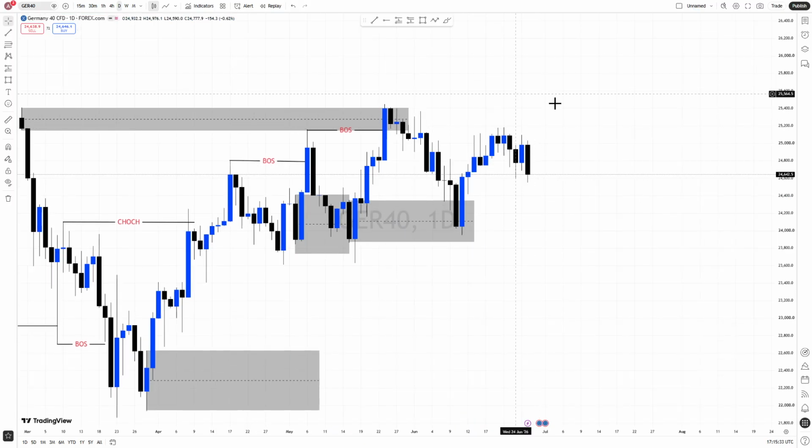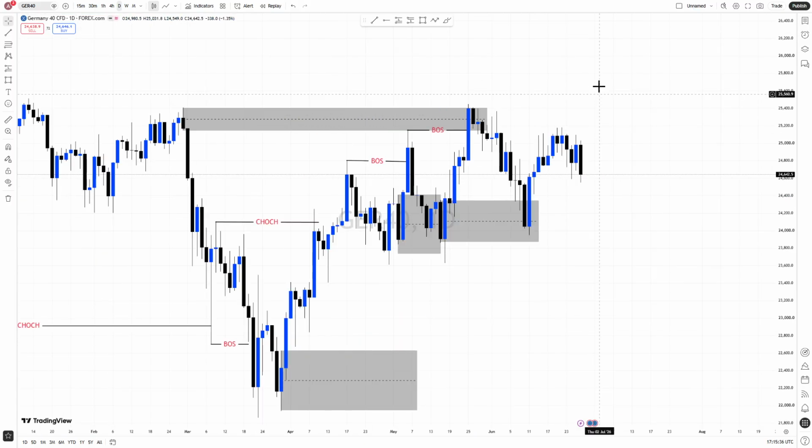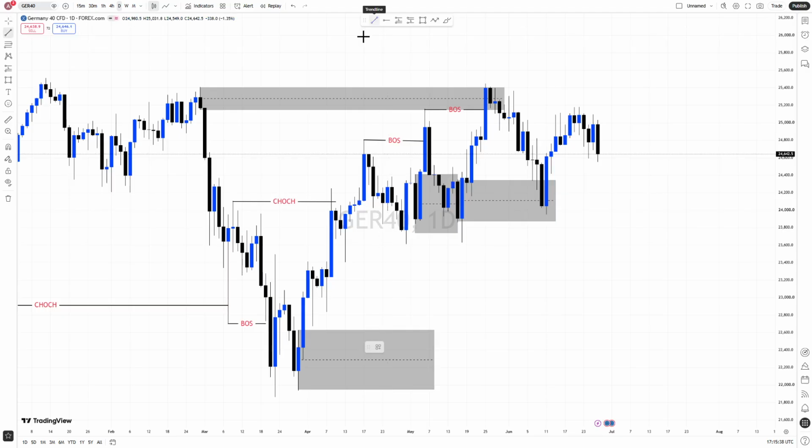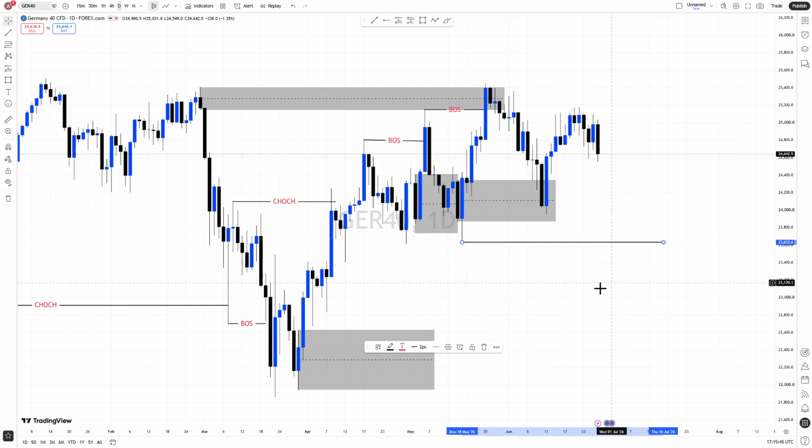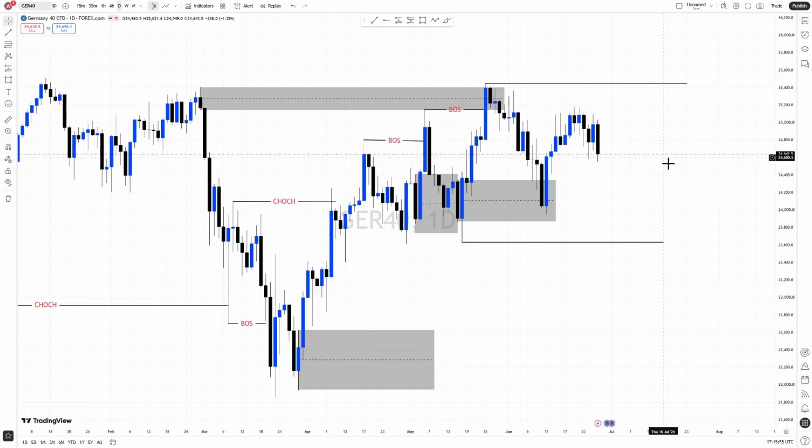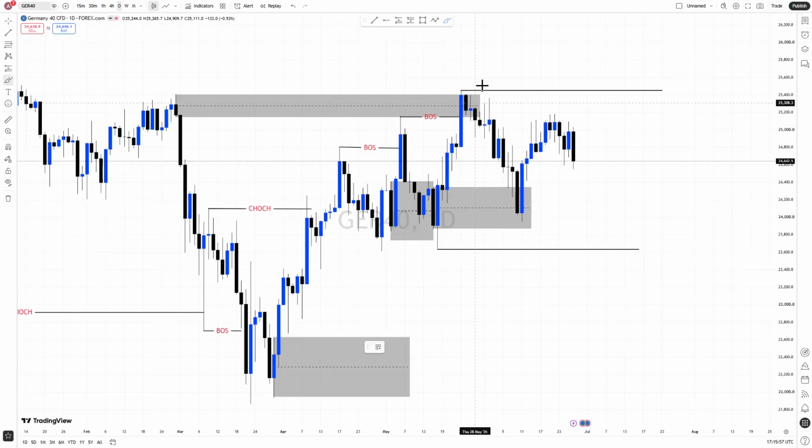Now, we've mitigated the supply zone. And this is on the daily time frame. And this is our last break of structure. So we have this strong low over here. So this is our strong low, right? And then this is going to be our weak high. So this is our trading range now. This is going to be our trading range, that high to this low.